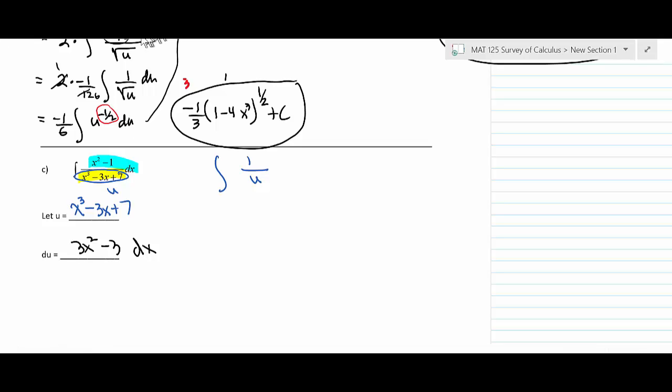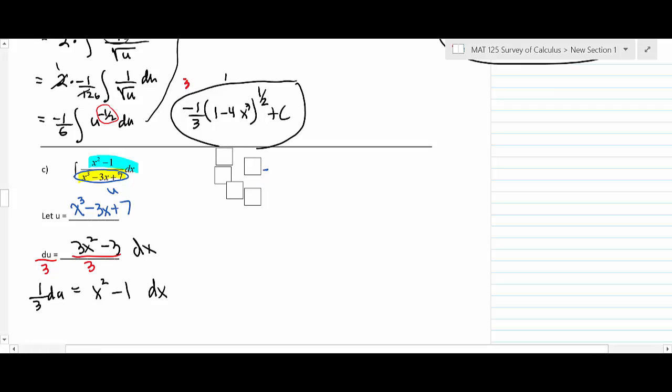So what you can do is just divide this side by 3, and you can divide that side by 3. Now see, that's what you almost always do. If it's off by a constant, just get rid of that constant. So that's going to give 1/3 du equals x squared minus 1 dx. Okay? So see, we make it happen. We make the substitution work. So then when you put together the u integral, this intermediate integral, x squared minus 1 turns into 1/3 du. Okay, we got our u. That's what's in yellow. The part in blue is 1/3 du.